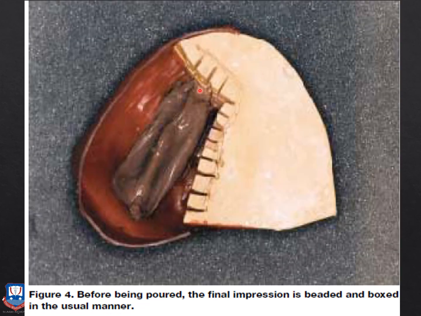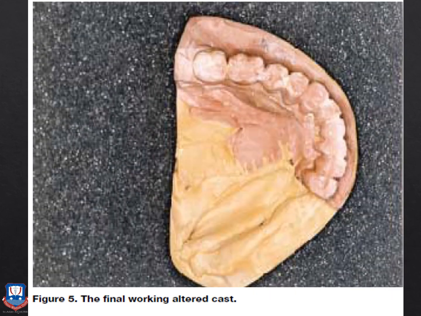So this is how the boxing and beading is done. Since this area is recorded in a functional state by doing bottom molding and recording the areas under finger pressure, we correlate the master cast with this functional impression, and then the impression is poured. So this is how we get the altered cast impression technique.